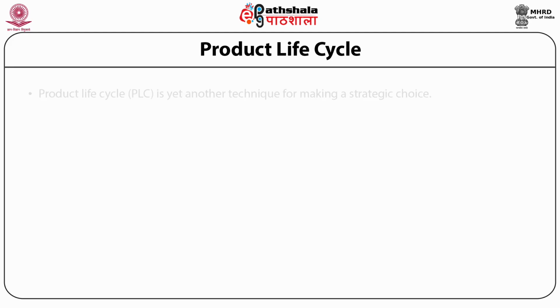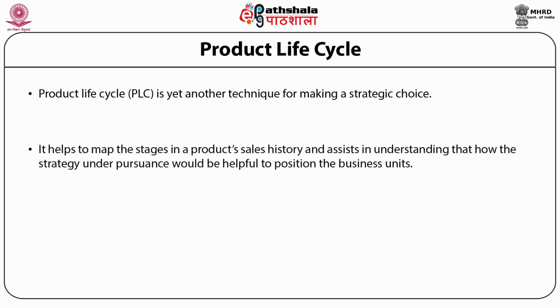Product life cycle. Product life cycle is yet another technique for making a strategic choice. It helps to map the stages in a product's sales history and assists in understanding how the strategy under pursuance would be helpful to position the business units. Exhibit 3 demonstrates a classical PLC pattern.